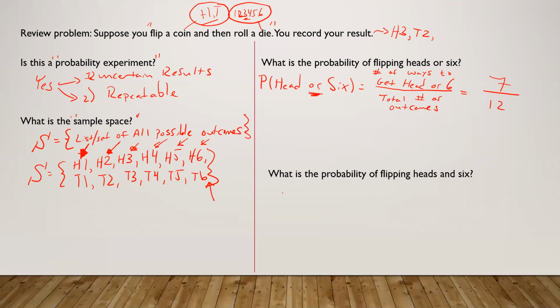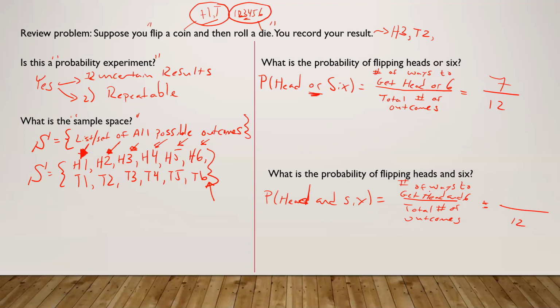Okay, so what is the probability of flipping heads and a 6 now? So probability head and a 6. Okay. So it's the number of ways to get a head and a 6 divided by the total number of outcomes again. Okay, well, what's the denominator here always? 12. Yeah, there's just 12 outcomes for this experiment.